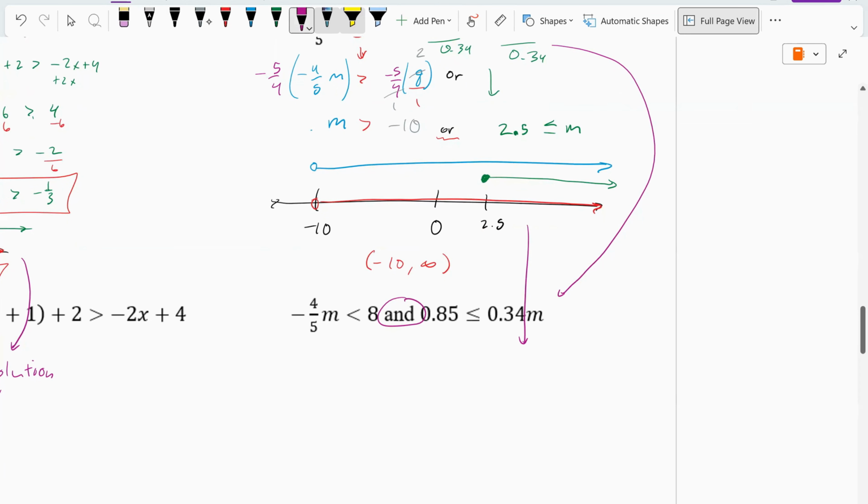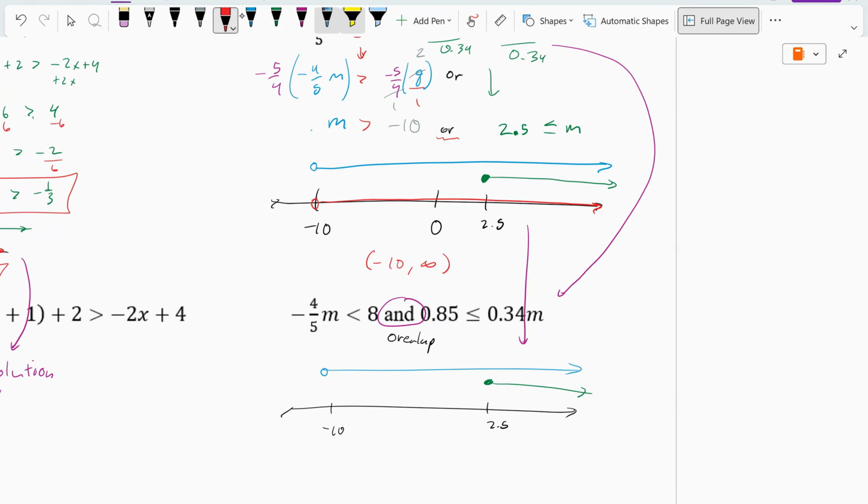If we want the overlapping region, the and meaning overlap, we should shade, here's -10, here's 2.5, for shading to the right of -10, shading to the right of 2.5. The overlapping region, that is correct. To the right of 2.5. Do I include 2.5? Yes, because it's a solution to the blue one and to the green one.